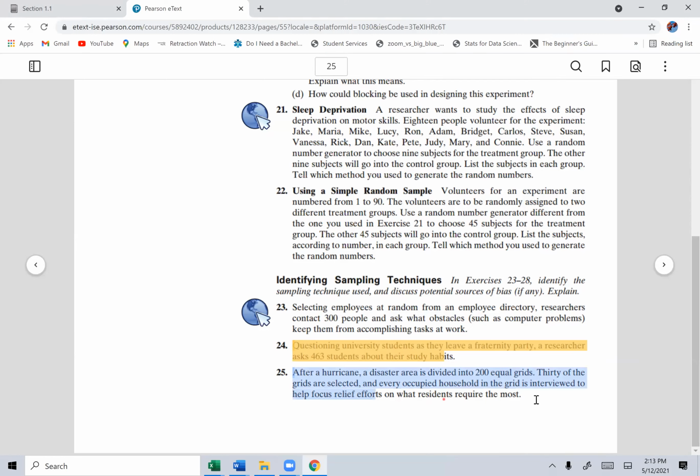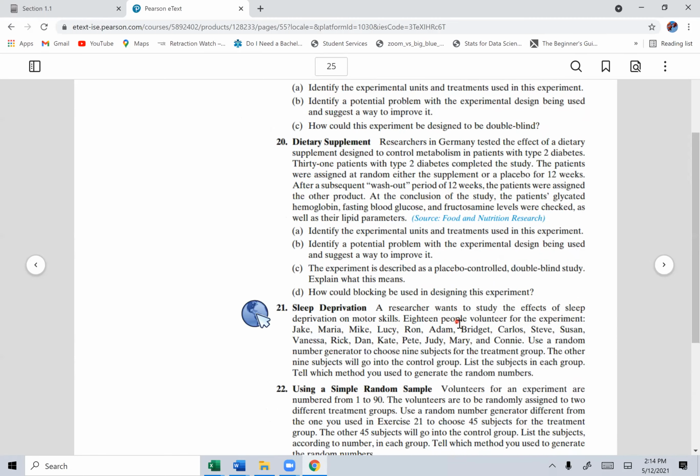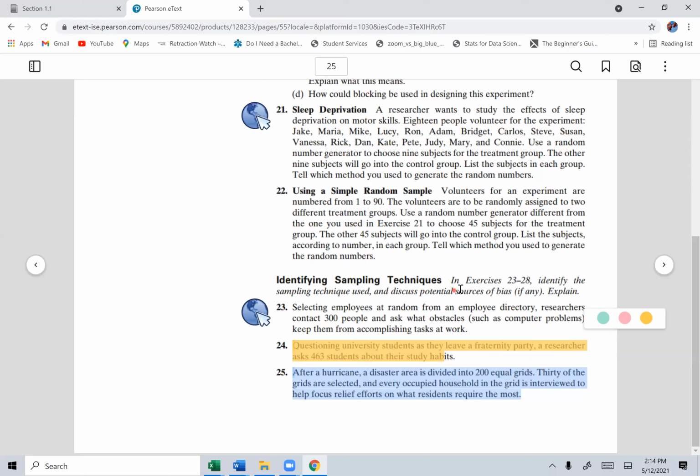So, what do you guys think of this one? Is it cluster or stratified? It's a cluster, because you have 200 pieces. You're going to 30 pieces and taking everybody from each grid. But I don't like this. He's asking if there is a potential source of bias. There is a potential source of bias in this sampling technique. What is it, guys? What would cause harm in here if they do it this way?